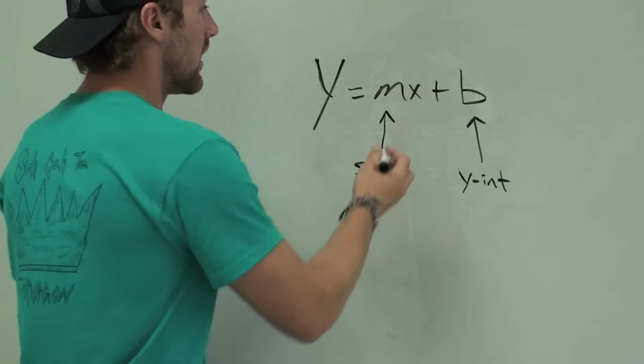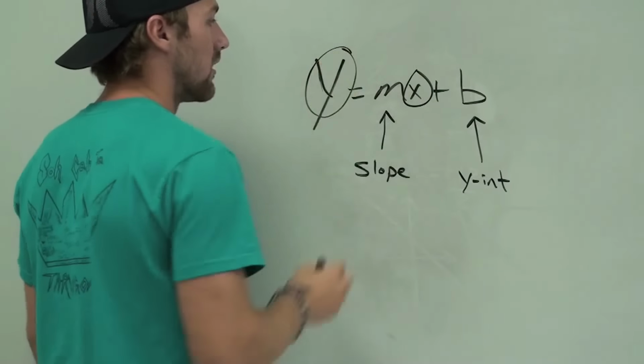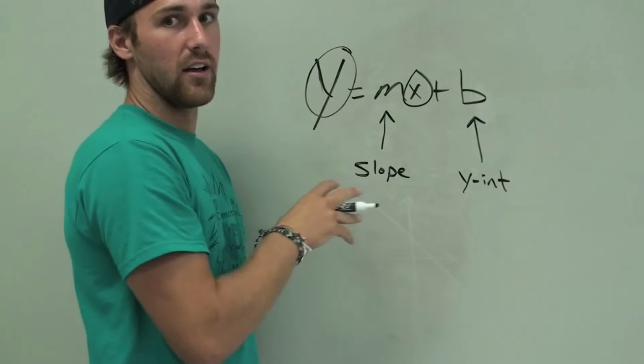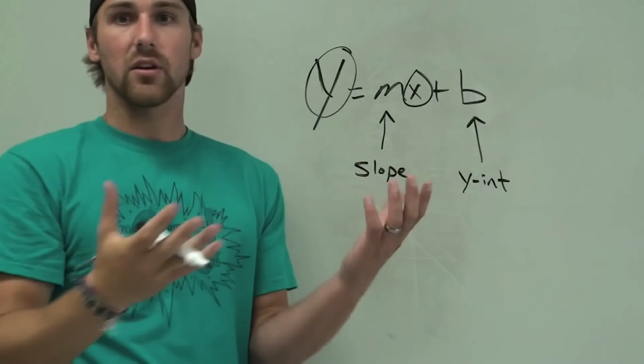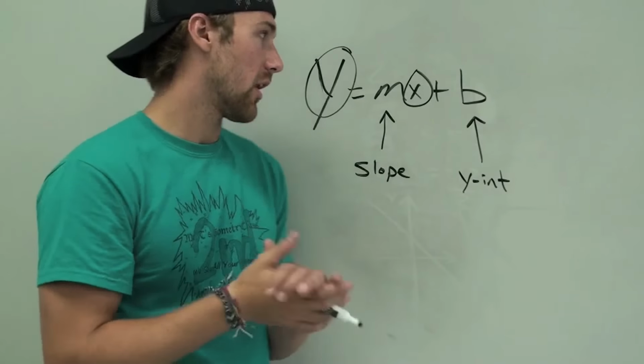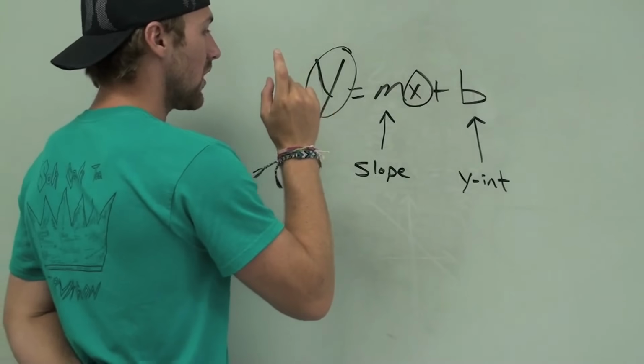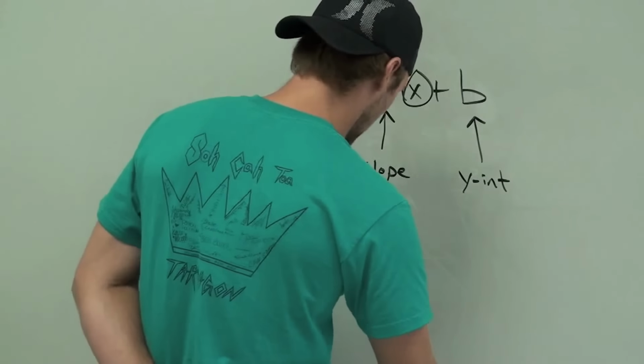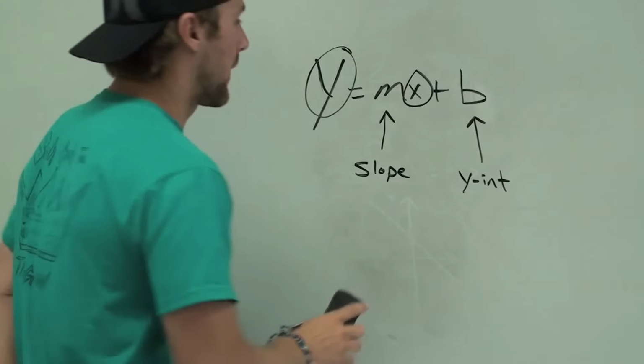Okay, good deal. Now you're still thinking, well, what are x and y? x and y are any coordinate on that line. This formula tells us everything we need to know to plot a line. Okay, now. Good deal. Let's move on. Okay, let's talk about how we figure that out.